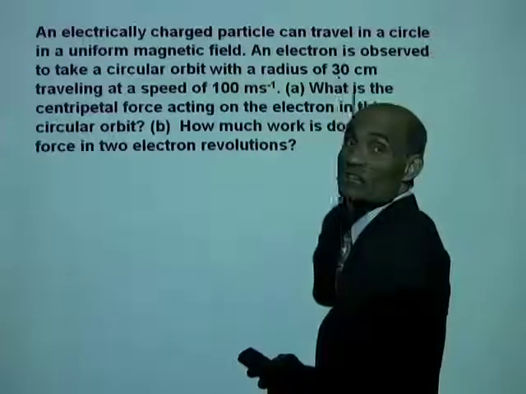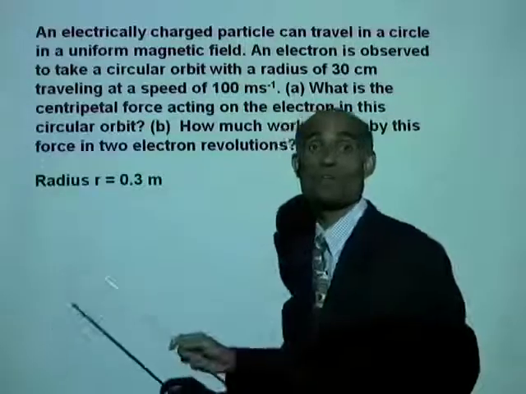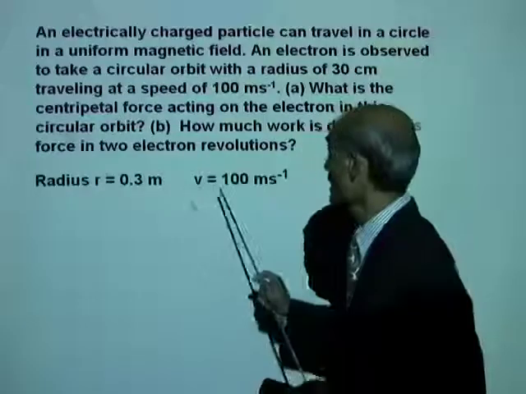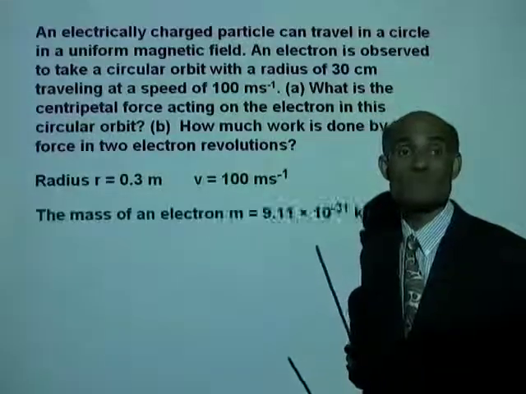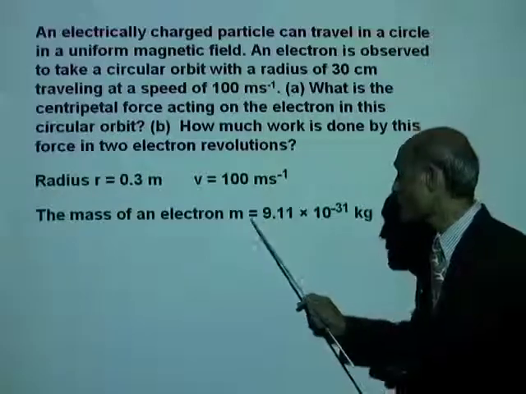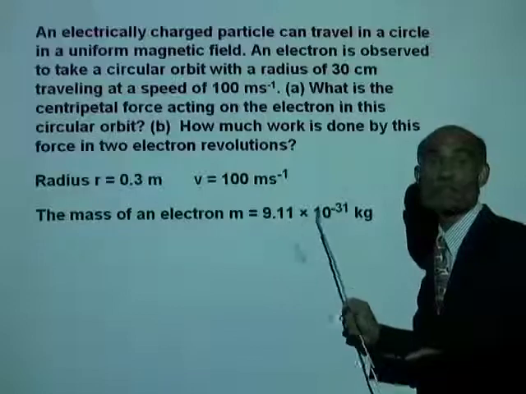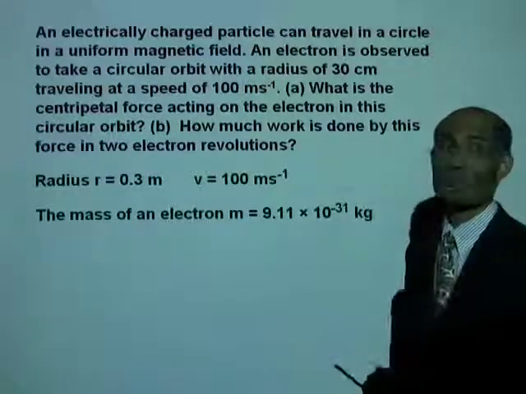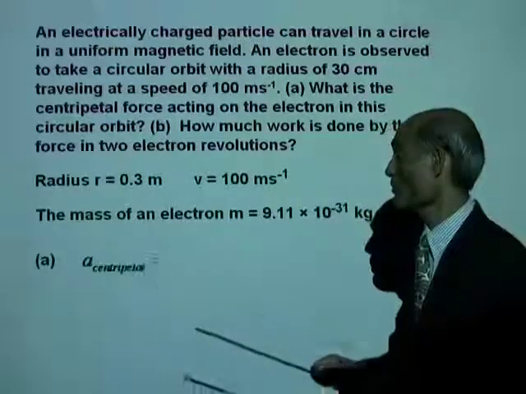The radius is 30 centimeters. Therefore, we can find the centripetal force. Radius is 0.3 meter. The speed of the electron is 100 meters per second, and the mass of the electron is 9.11 times 10 to the negative 31 kilogram. So this is all we need to find the centripetal force.